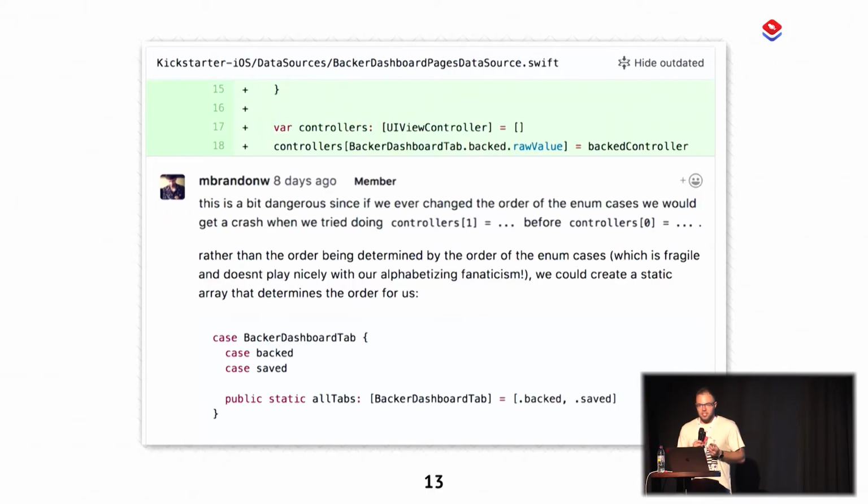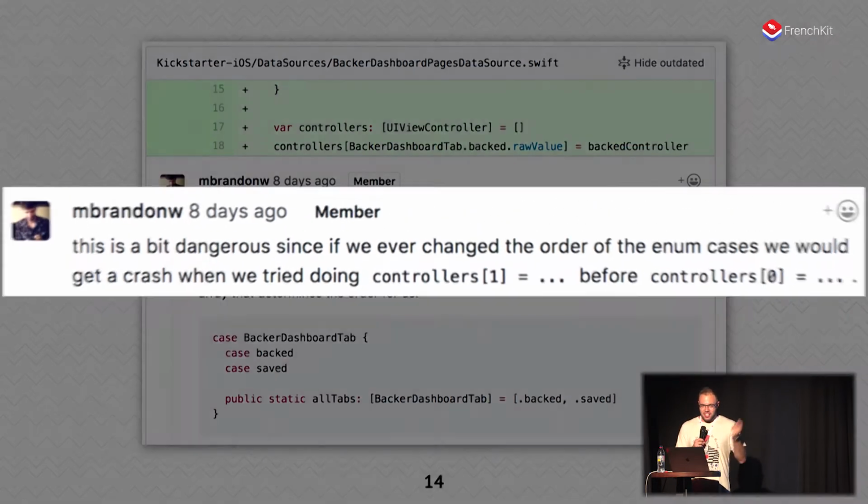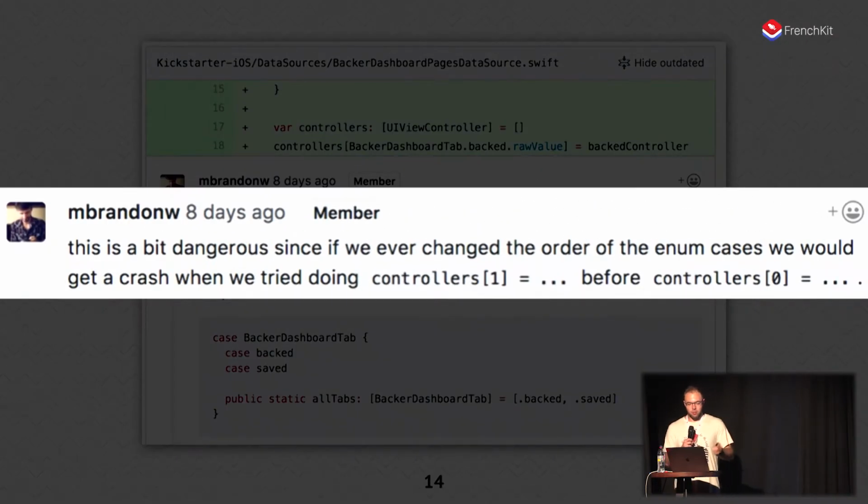The second example is from the Kickstarter application. It is also open sourced, and you should definitely look at its code base and say hello to its author, Brandon Williams, who is also here today. The discussion here is about declaring enum values order. Brandon says that it's better to use a static array for it instead of relying on the declaration order.